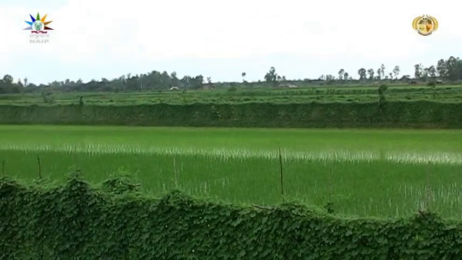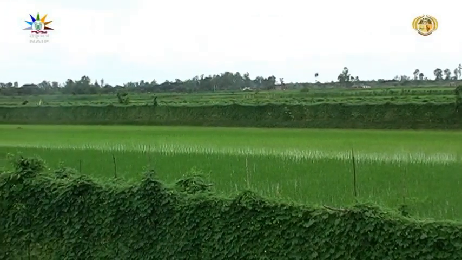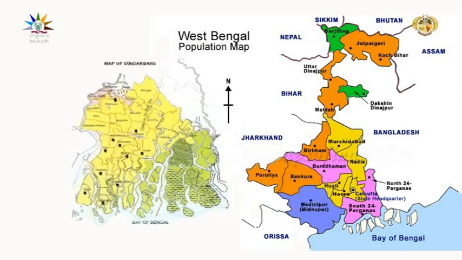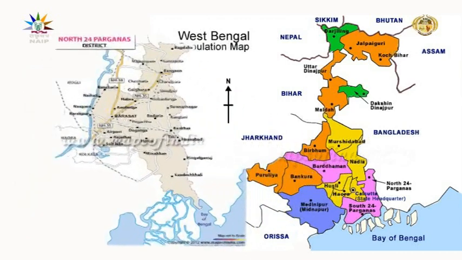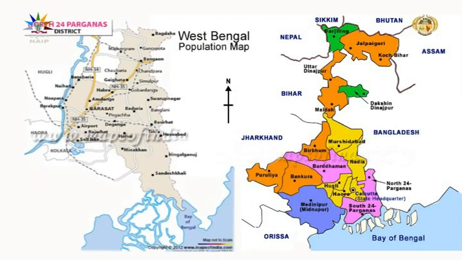It is needless to say that ale cultivation technology has not only spread throughout the South 24 Parganas district, but it has also penetrated the neighboring district of North 24 Parganas, which has more or less the same type of agro-ecological condition.